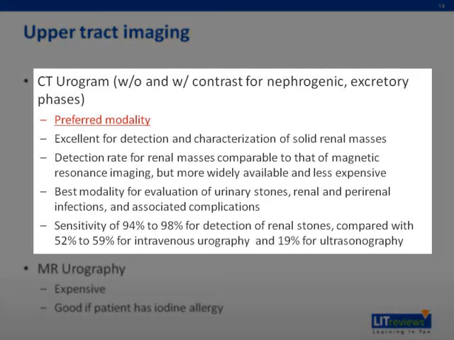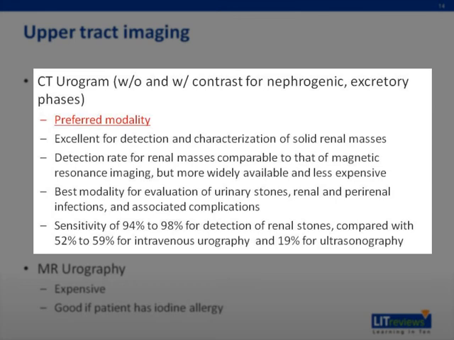CT urogram is the gold standard and most widely used imaging modality. The study is done without and with contrast. After contrast is administered, images are taken at two phases, a nephrogenic phase and an excretory phase. The excretory phase is crucial and will identify any lesions in the renal pelvis, ureter, or bladder as filling defects.